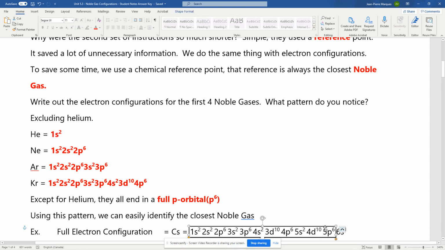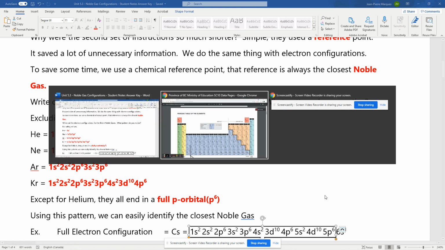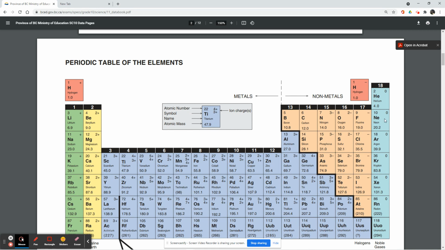All of this information now can be condensed into a single noble gas. If you notice, I ended at 5p6. So if I go back to my periodic table here, 1s2, 2p6, 3p6, 4p6, 5p6 is right here. So I can condense all of that information that you would normally write for all of these electrons into one single noble gas. It's going to save you a lot of time. In this case, that would just be xenon, because if you notice, cesium is right here.